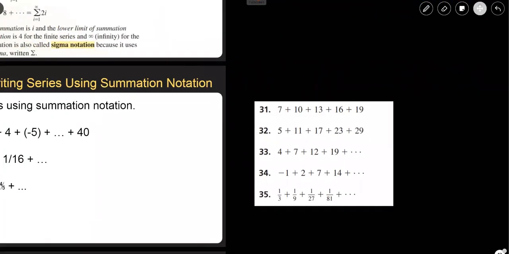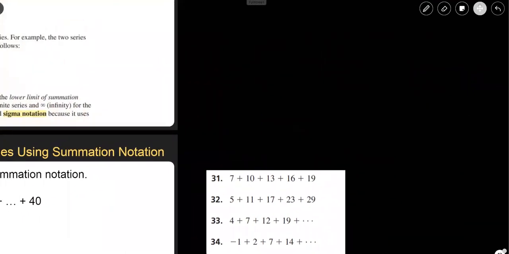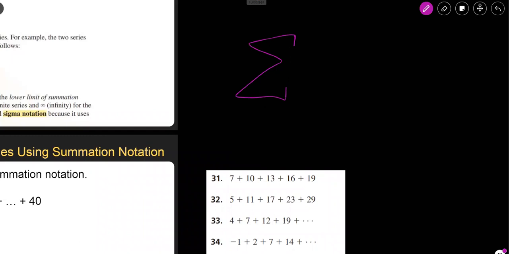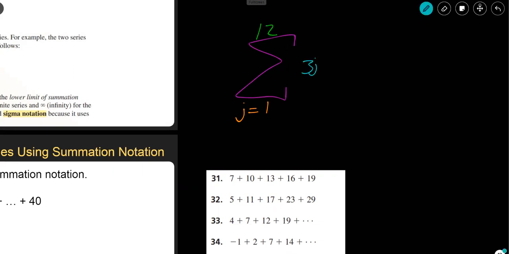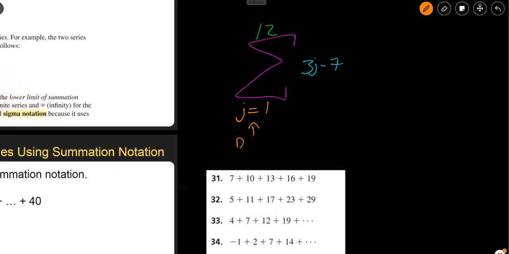All right. So we're moving forward. We're going into summation notation. So again, remember, summation notation is just a way of shorthanding a bunch of addition. For example, if I've got this where j equals 1, I've got a 12 up on top and 3j minus 7 on the right. Remember, this down here, we define or name the variable.